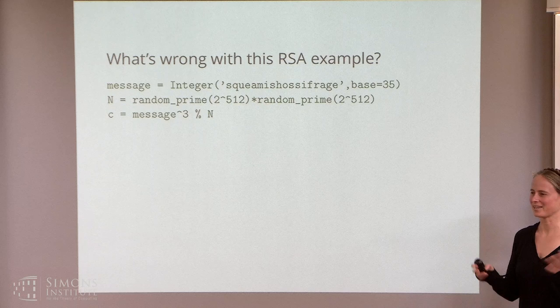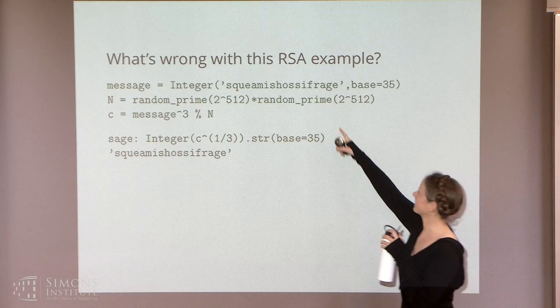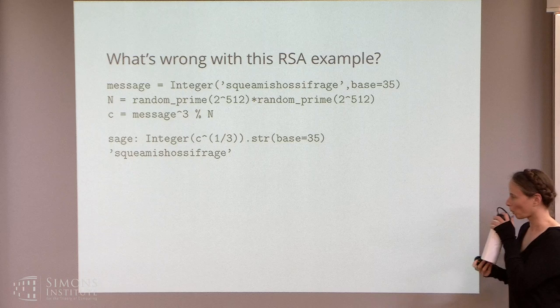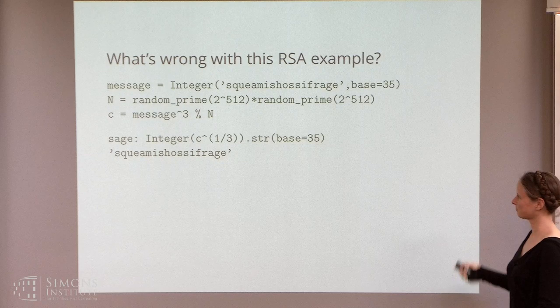It doesn't wrap around. Yes. So there's a problem. The mod n is not doing anything because this is not anywhere near 1024 bits. So if I just take the integer cube root of my ciphertext, then I totally get my plaintext back. So that's bad. So I'll use padding, right?